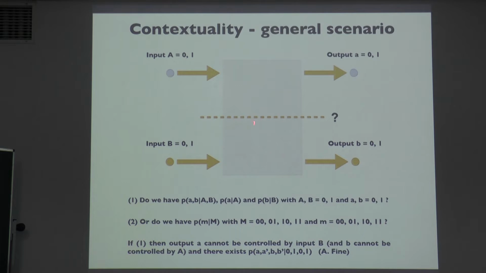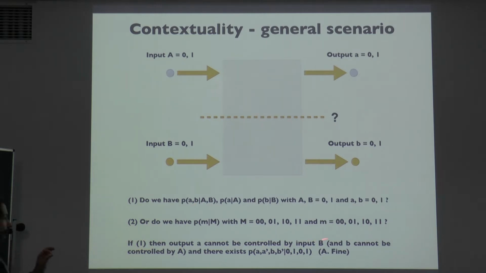Okay. Now consider another possibility: that actually we cannot divide it into two parts. What we have here is a general, single degree of freedom M, and then we can have four possible questions about the system: 0,0, 0,1, 1,0, 1,1, with also two-bit outcomes. This would be our assumption: we will consider such systems and assume that it's indeed case 1. If it's case 1, then we know that output A cannot be controlled by input B, and vice versa. Output B cannot be controlled by input A.